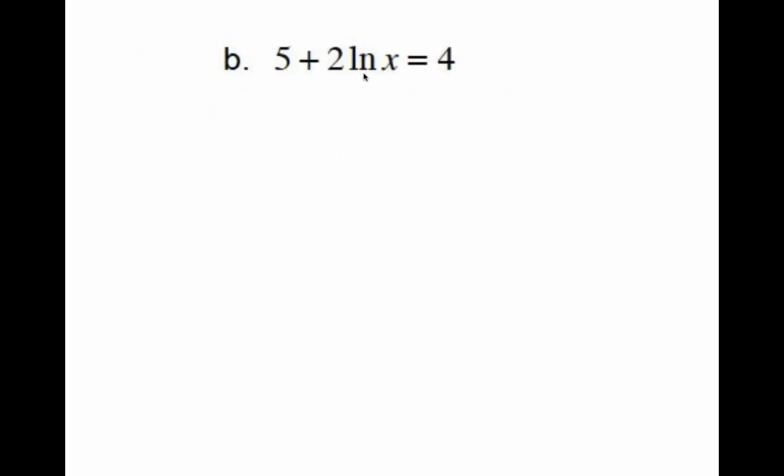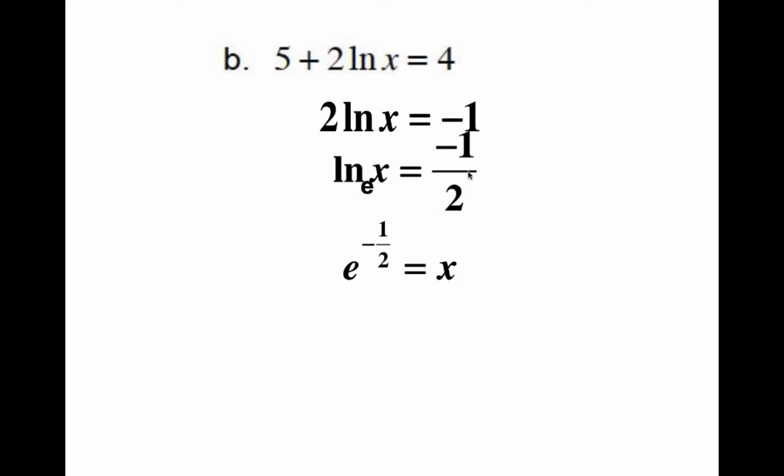For B, notice the log is not alone. I have to minus the 5 over, then divide both sides by 2, and now I can do my hook. The hidden base is e, so it's e to the negative 1/2 equals, hook back over, x. When you type in e to the negative 1/2 into your calculator, you get 0.61.